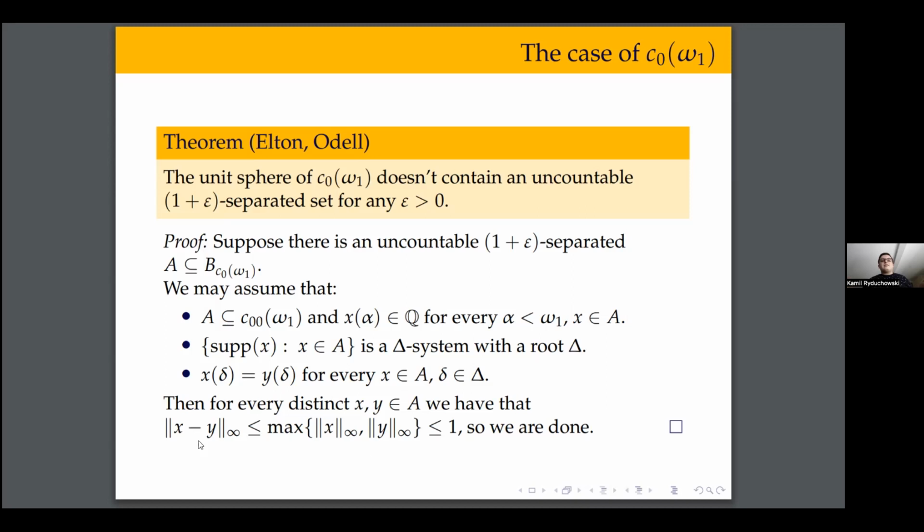So that means that x minus y is 0 on delta, and there is a piece that looks like x, and there is a piece that looks like y. So in particular, its infinity norm is at most the maximum over those two, and they were from the unit ball, so it's at most 1, and we are done. Our set cannot be 1 plus epsilon separated.